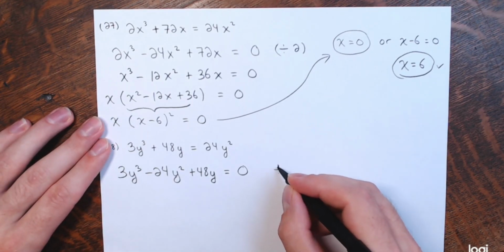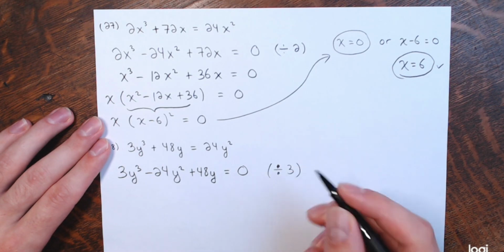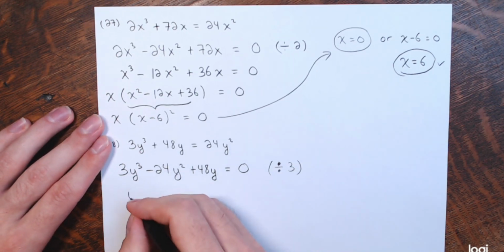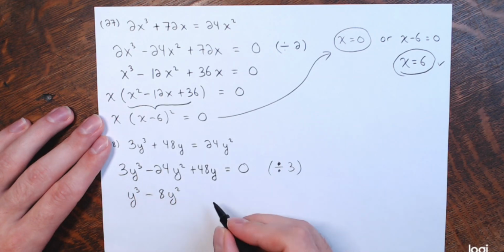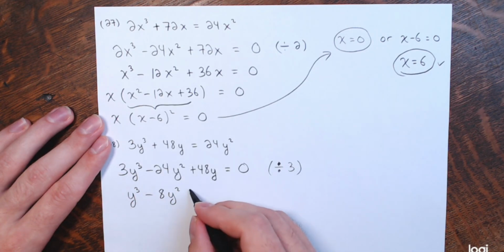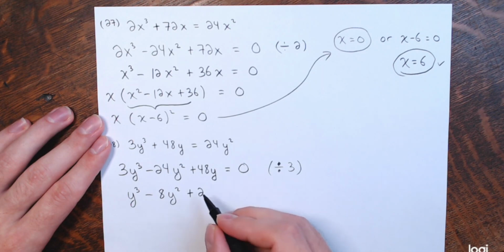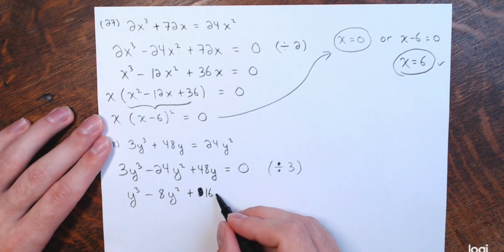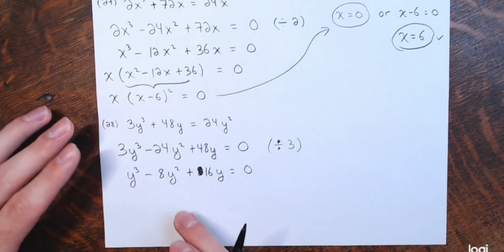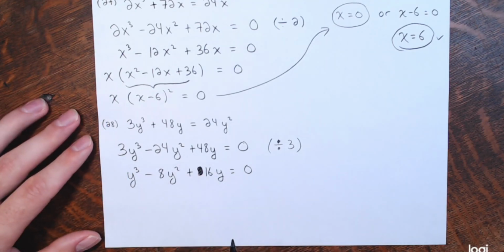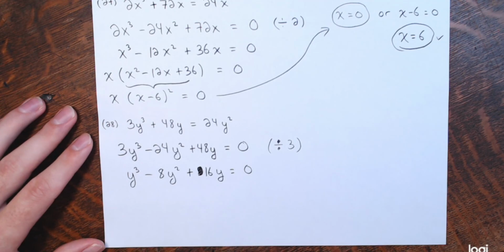So just to make the numbers smaller, I'm going to divide both sides by 3. That'll give me y cubed minus 8y squared plus 16y. Nope, not 24y. 16y. 3 times 16 is 48. Equals 0. All right, now that the coefficients are as small as I can get them, now let's factor.